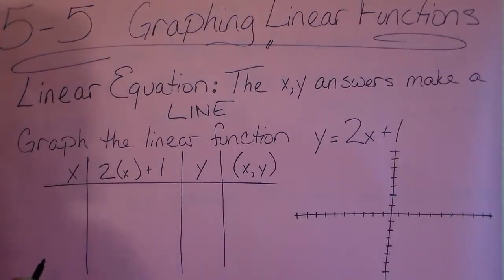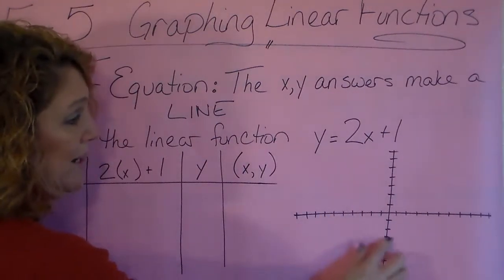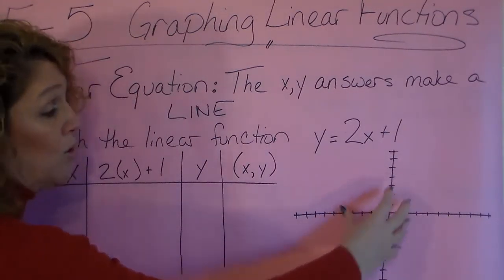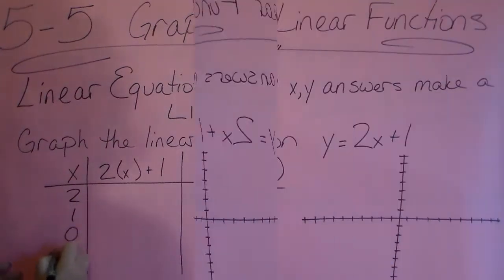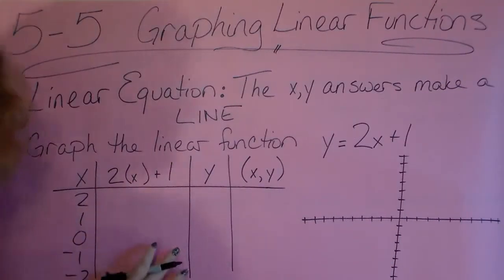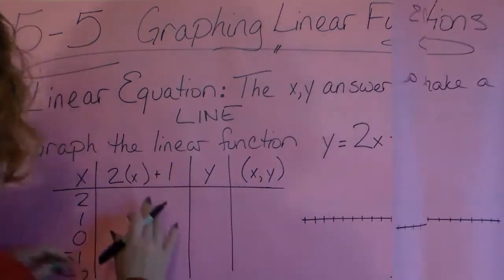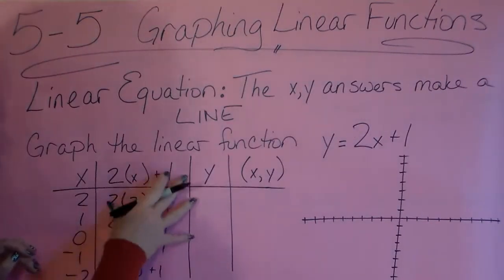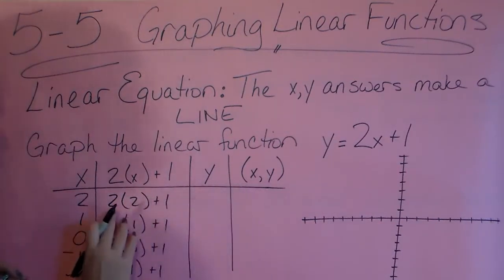So we're going to come up with our x's. We want our x's to be right around here because this is where we're graphing. So we're going to pick the 2, 1, 0, negative 1, negative 2. We need to fill out the rest of our function table. And in looking at this, it makes it a lot easier to figure out what our y's are.